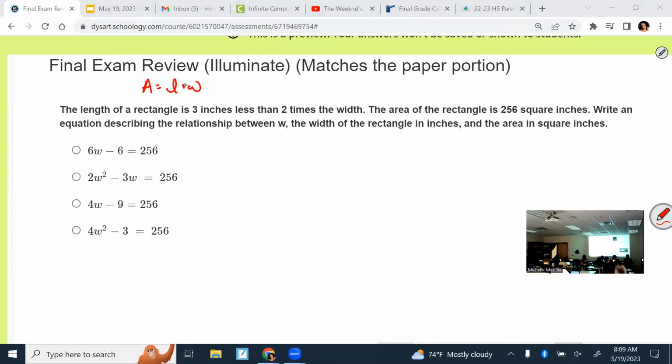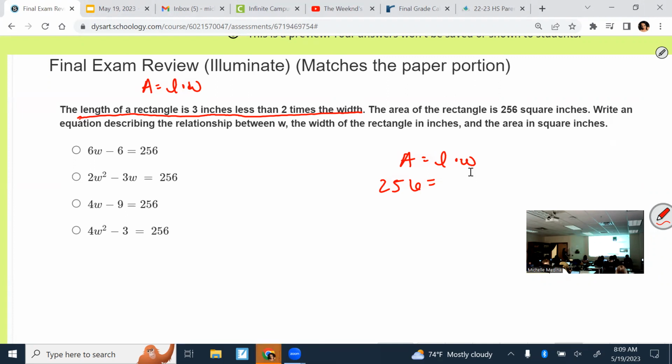So then you can plug in the information that it does give you. So for example, does it tell us what the area equals? So then let's put that there. So that covers that part. Does it tell us about the length? So length of a rectangle is 3 inches less than 2 times the width. So do we know what the width equals? Anywhere else what the width equals?